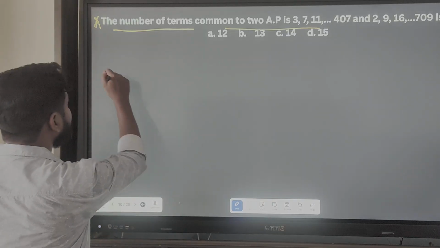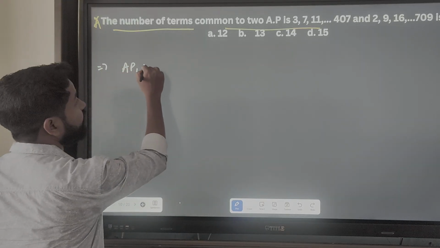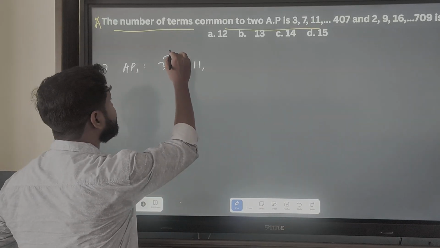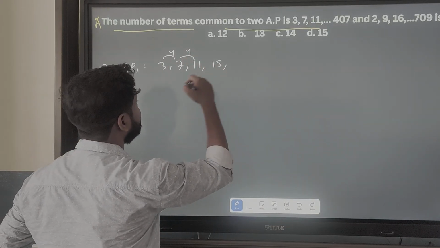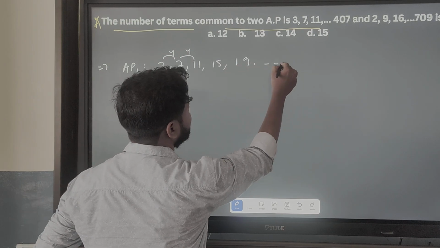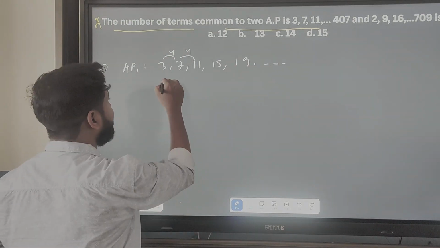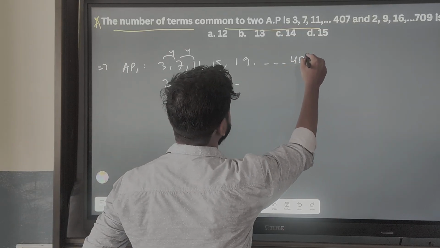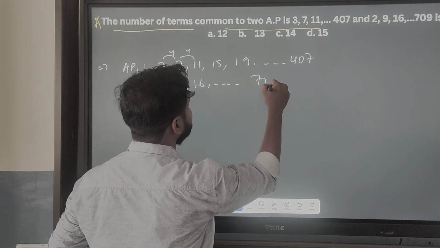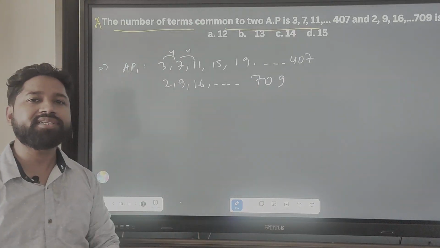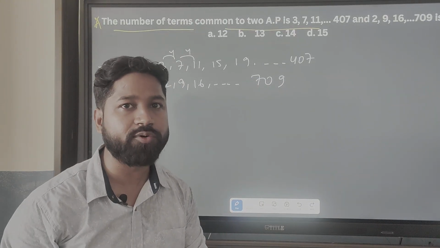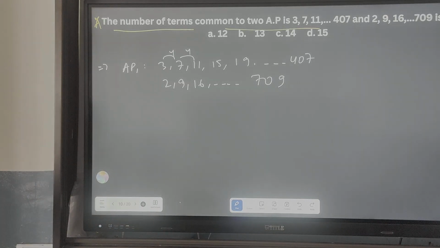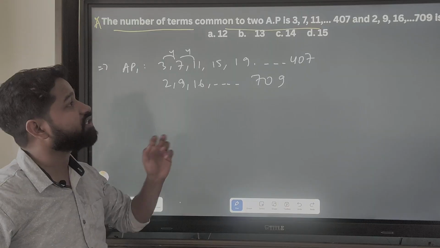So see here, this is AP1, that's 3, 7, 11. If I'll ask you the next number, you can go ahead, right? So difference is 4. 11 plus 4, 15, 15 plus 4, 19, and so on. What is the second AP? That's 2, 9, 16, dot, till what? That is 407, and this one is till 709. So whenever such kind of questions are asked, what we need to do, we need to find the first common term.